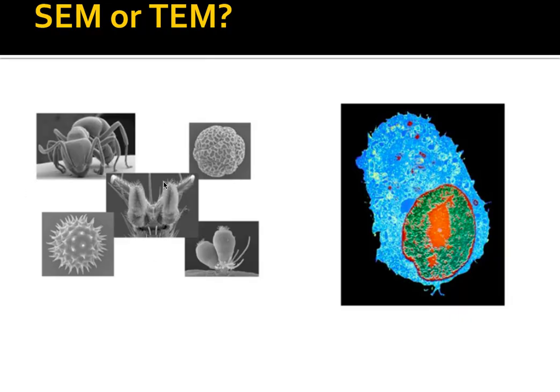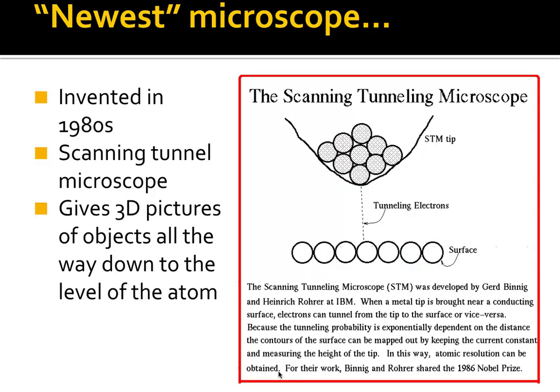These are scanning. This is actually an ant. This is the antenna of a moth. These are two different kinds of pollen. And this is a fungus that's budding off. And this is transmission. And you can see the cell, you can see the nucleus, the nucleolus, but you're seeing inside the cell.